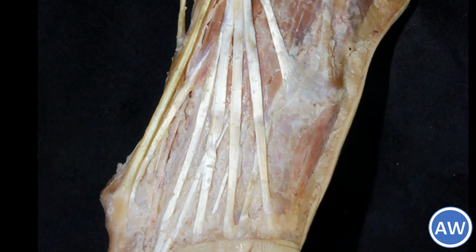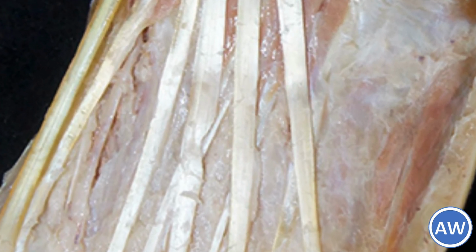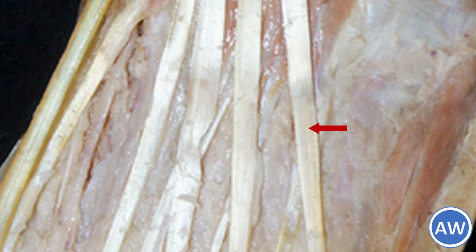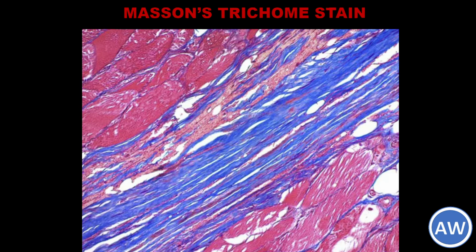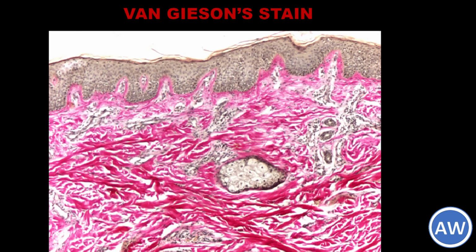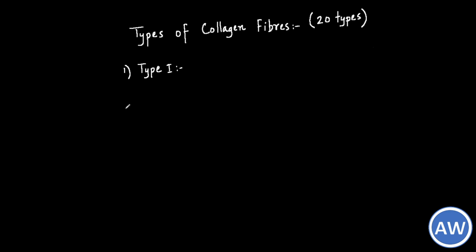When we look at the staining characteristics of a collagen fiber, the bundles of collagen fiber appear white to the naked eye, but in sections stained with hematoxylin and eosin, the collagen fibers stain light pink. With special methods like Masson's trichrome, the fibers stain blue, and with another special stain known as Van Gieson's method, they stain pink. There are more than 20 types of collagen fibers which can be recognized depending upon the diameter of the fibers, the striations, and some other features. But here we will be discussing the important types of collagen fibers.